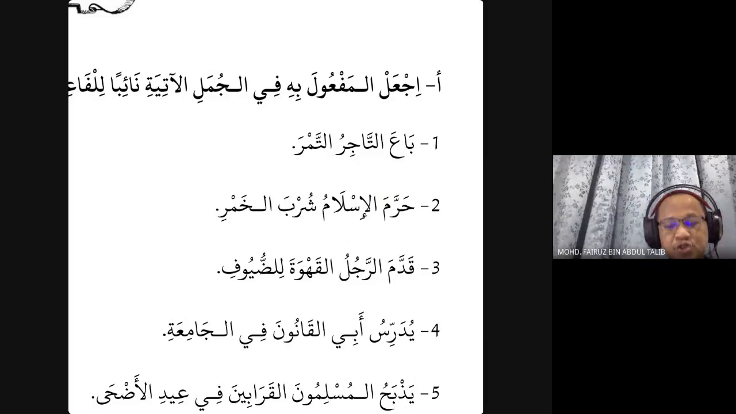Ba'a at-tajiru at-tamra. باع التاجر التمر. نعم، ما معنى الجملة باع التاجر التمر؟ Sell. Okay. The trader. Tamar. Okay. So what is the meaning of the whole sentence? The trader sold the tamar, because this is in fi'il madi.